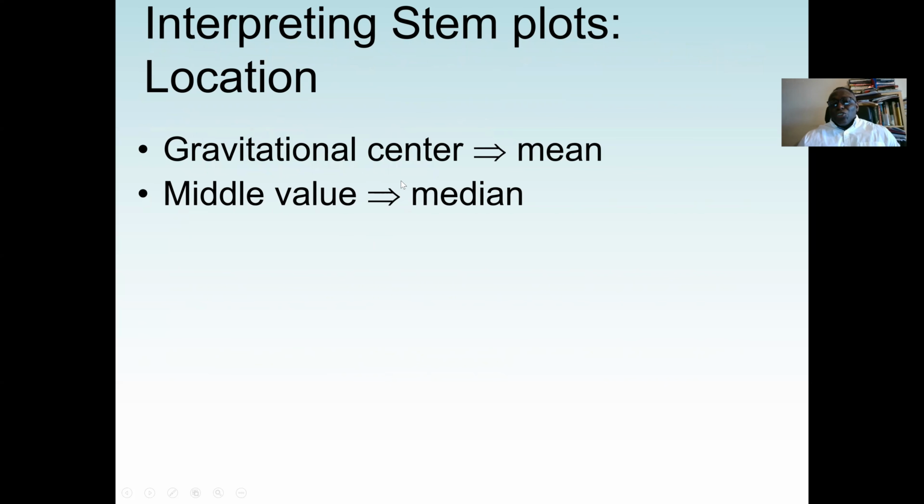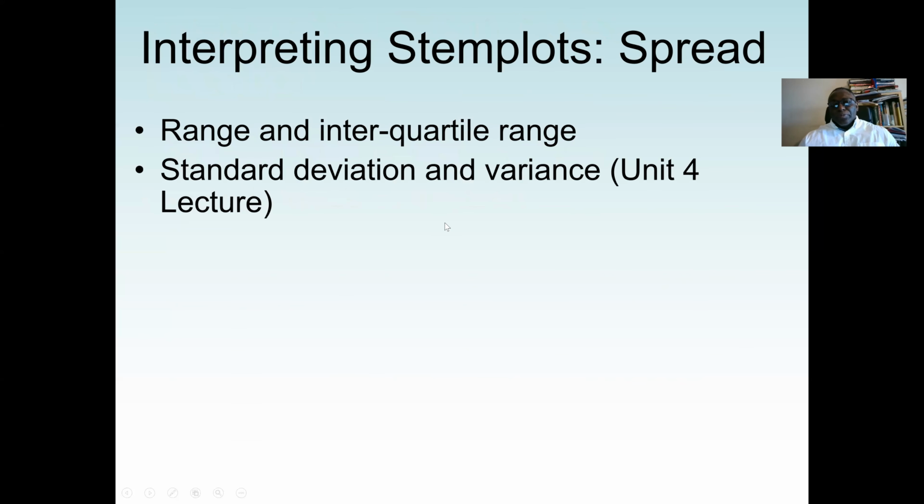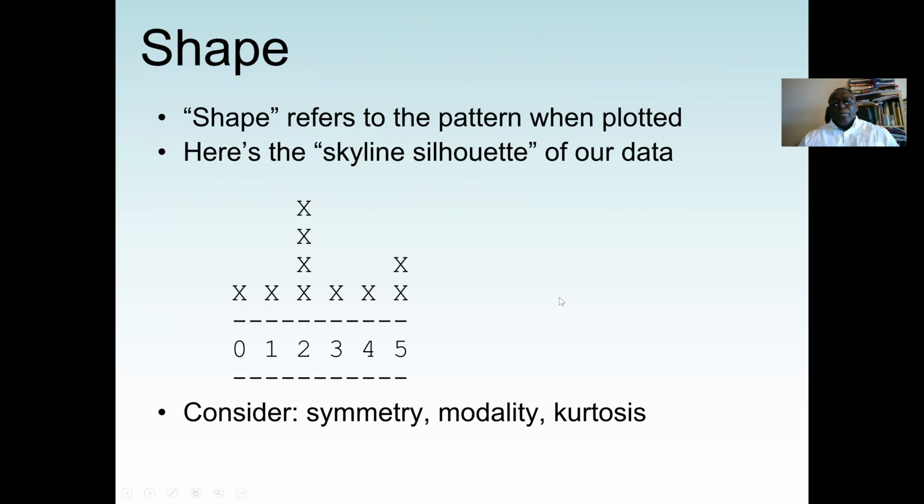We may also have the gravitational center, which is the mean, but in a stem and leaf plot we can always find the middle value, which is the median. We also can interpret the range, which is the spread of the data. The range is always the difference between the minimum and maximum values. We can also find the interquartile range. We can also find the standard deviation and variance for the spread, but this will be discussed in the Unit 4 lectures. So let's start with our solution, the shape.